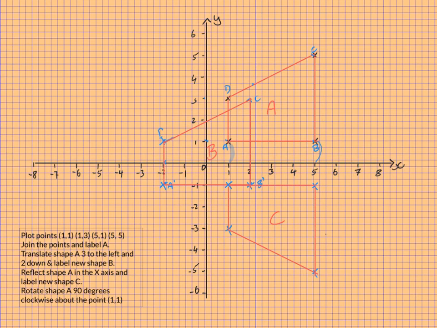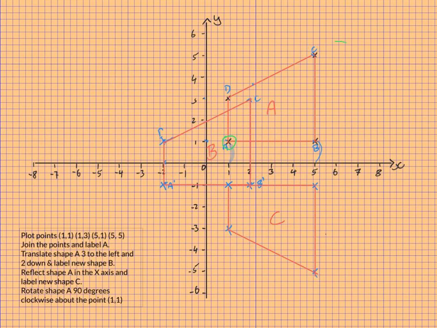And finally, we're going to look at a rotation of 90 degrees clockwise about the point 1, 1. So this is slightly harder. We need to think about rotating, so moving the shape, about a point. So that's the point that's going to stay stationary. And here we're doing it about the point 1, 1. So if I circle that in green, that's the point that's going to stay stationary.